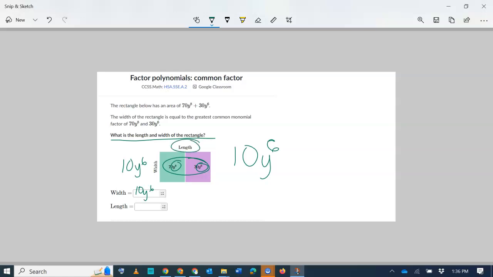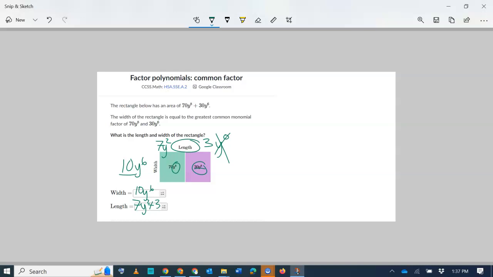And then we have to figure out our length. So let me clean up some of this work. 10 times what equals 70? That would be 7. Then y6 to y8, we are missing 2 y's. So 7y squared. We're not done yet. We still have to get to 30y6. So 10 times what equals 30? That'd be 3. y6, y6. We need no more y's. So it'll be y to the 0 or just 3.